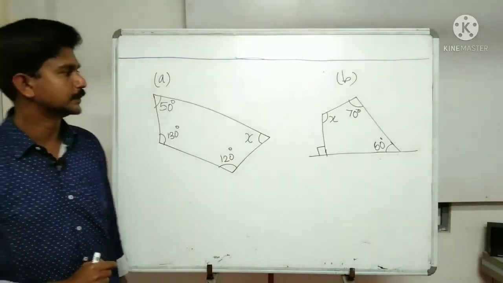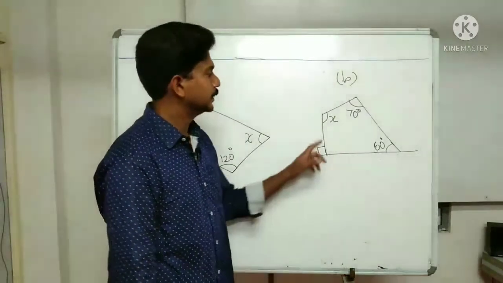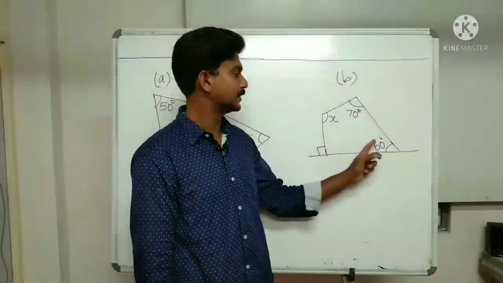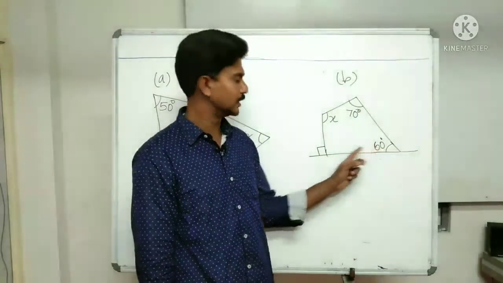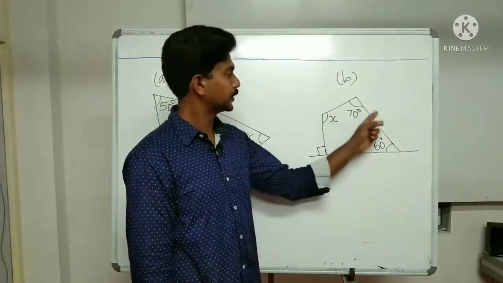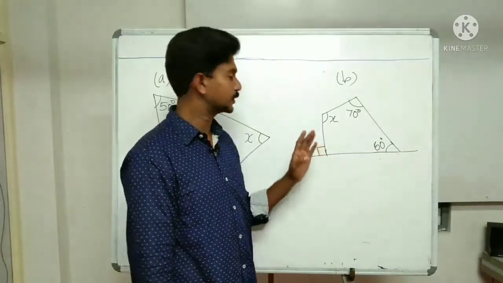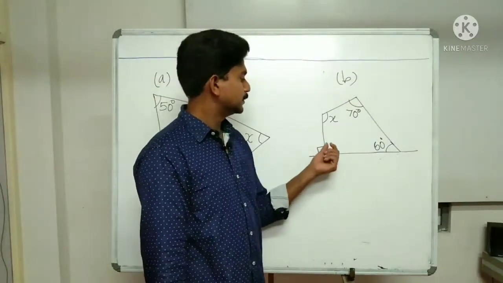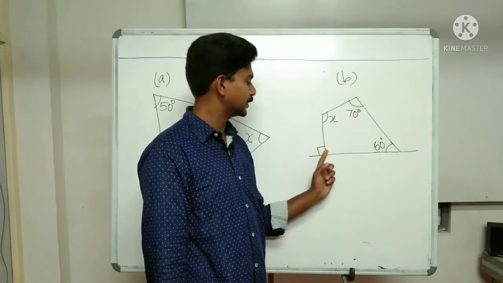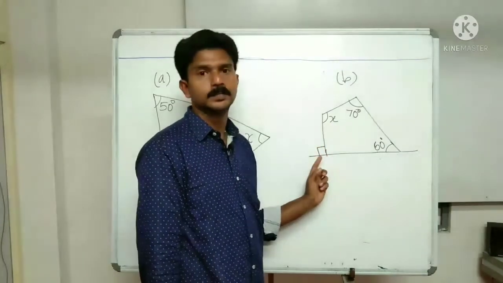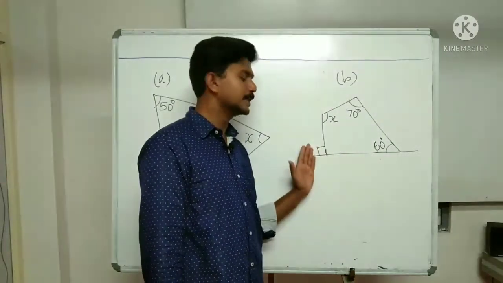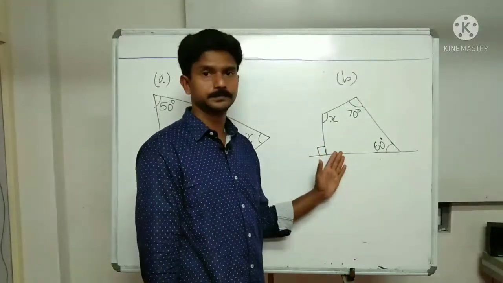Next, here it is given that this angle is x, we have to find. This is 70 and this is 60. What about this angle? 1, 2, 3, 4. We have 4 sides, so it is a quadrilateral. Here it is given a square symbol, which means this is a 90 degree right angle. If this side is a right angle, what about this one?